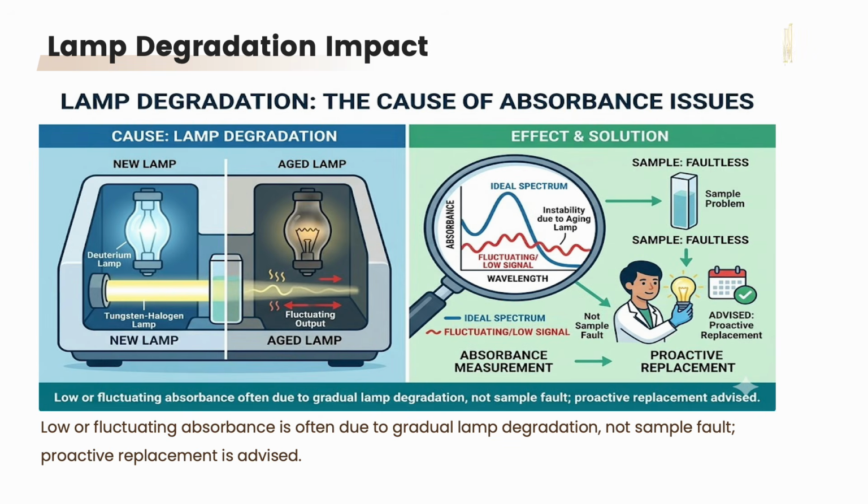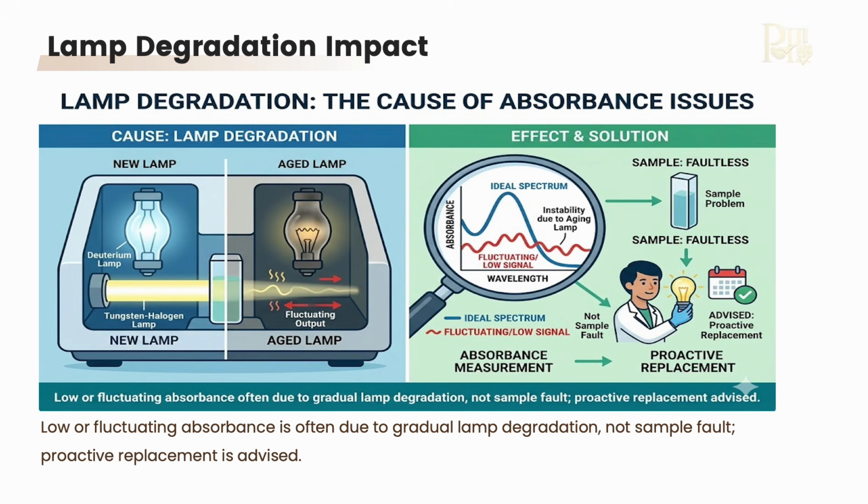Now let's move to a more subtle and dangerous situation. The instrument is working, everything appears normal. You run your standard and the absorbance is lower than expected. You run again. Now it fluctuates slightly. Now let me ask you, what is your first instinct? Most analysts immediately suspect the sample. But let's step back. Let's think like someone who understands the system. What are the possibilities? Sample, method, or instrument?